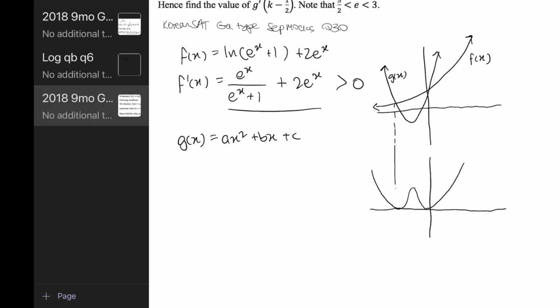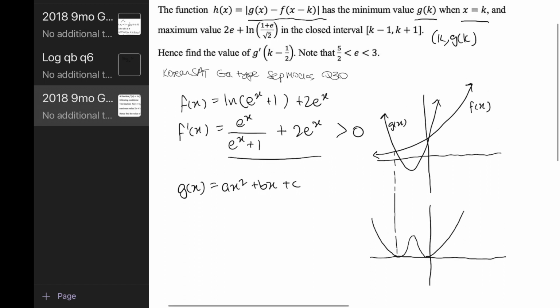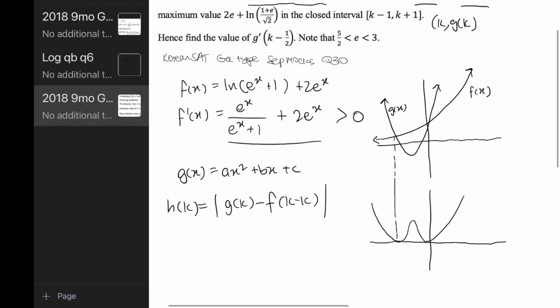We can see that when the two functions g of x and f of x intersect, the minimum of h of x is 0. So keeping that in mind, let's start by substituting x equals k into h of x and let that equal g of k. So we will get h of k equals the absolute value of g of k minus f of k minus k, and that equals g of k. And so that would just be g of k minus f of 0 is equal to g of k.